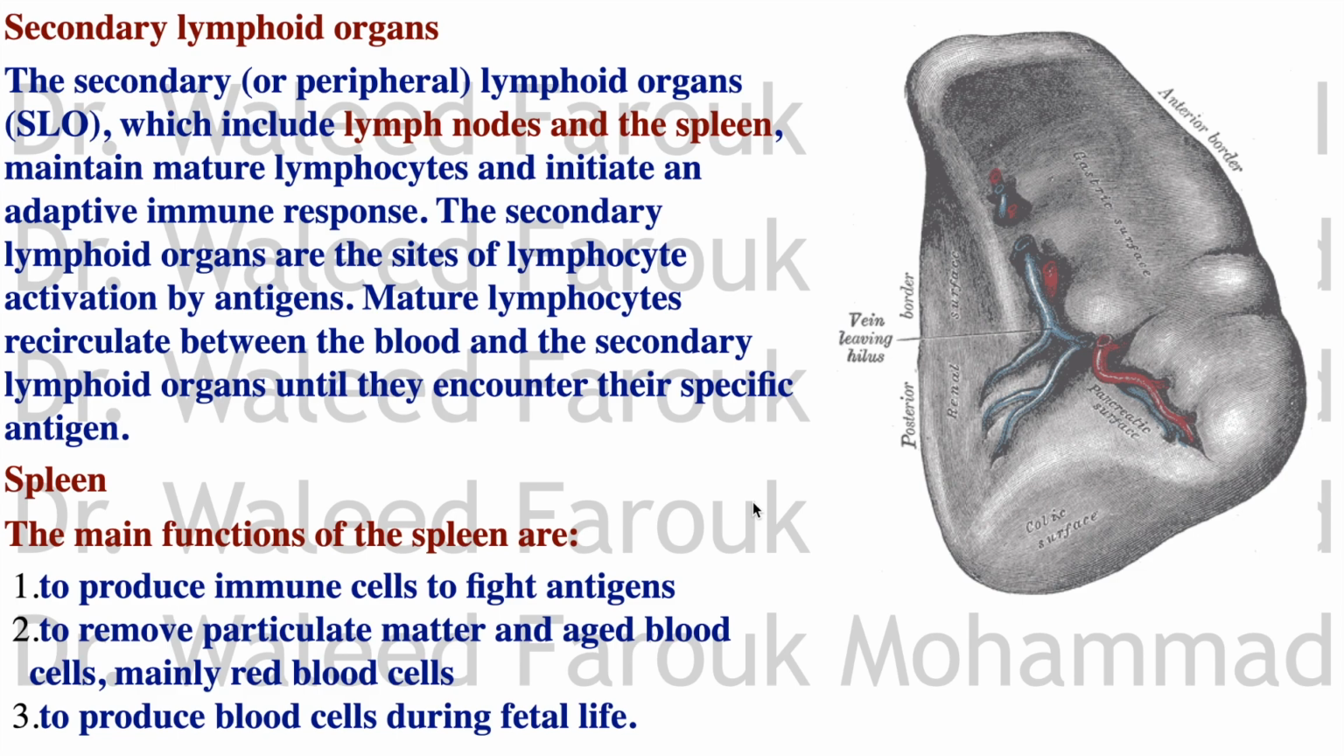They are sites of lymphocyte activation by antigens. The main functions of the spleen are to produce immune cells to fight antigens, to remove particulate matter and aged blood cells through its red pulp, which is made of spleen sinusoids, mainly acting on the red blood cells, and to produce blood cells during the fetal life.